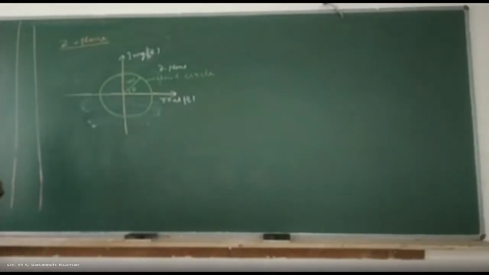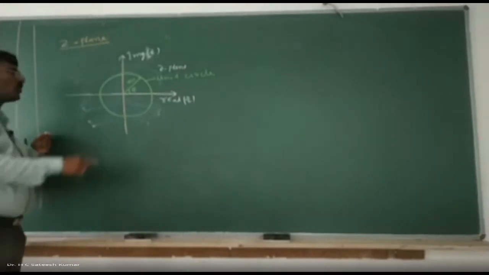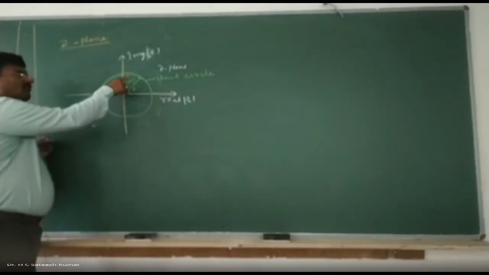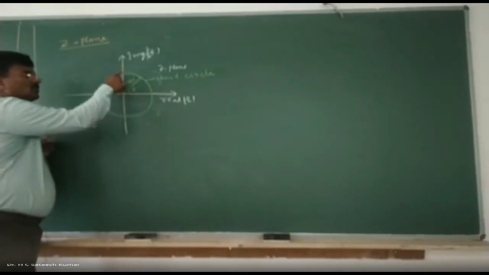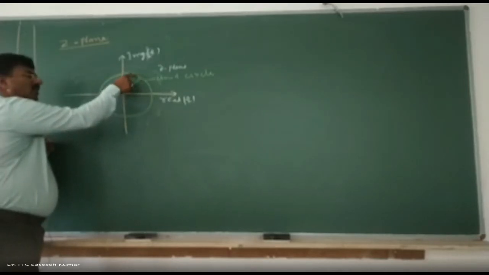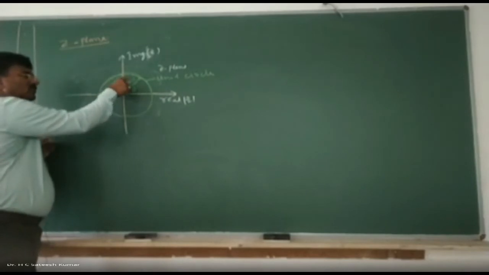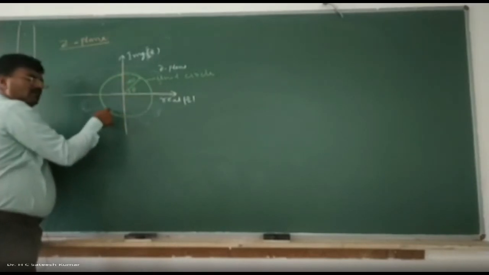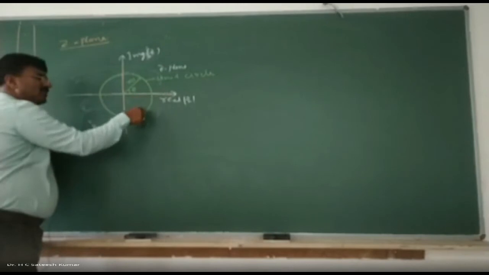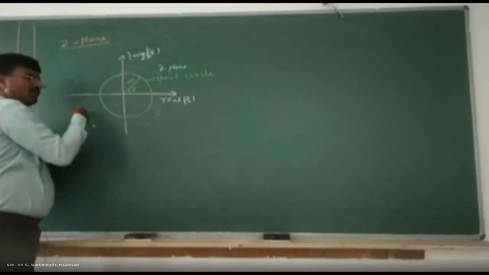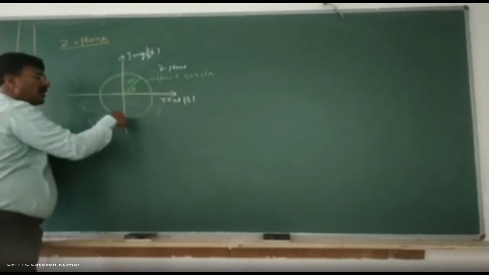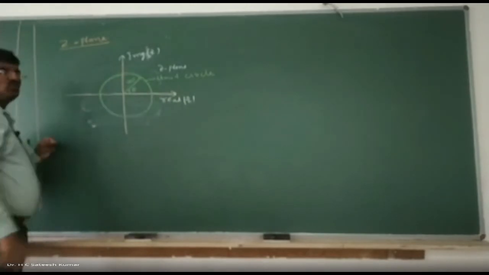Unit circle is nothing but what? It is the locus of a point which moves such that magnitude of z, which is r, is equal to 1. That means this is the line joining all the points whose magnitude is equal. So on this line, at all the points, magnitude of z is equal to 1. That is, joining the complex quantities whose magnitude is equal to 1. All those points, if you join, we call it the unit circle.